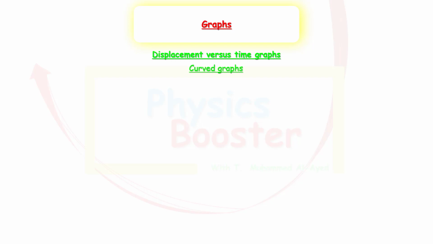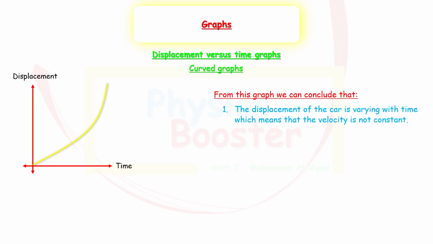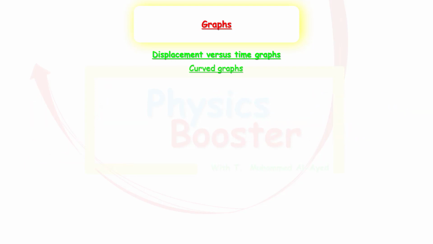Now, let's look at the third type of graphs, which is the non-linear graph, okay? In other words, it is the curved graph. From this graph, the displacement of the object or the car is varying with time. That means that the displacement is changing. The amount of displacement moved in a certain amount of time is changing each time. This means that the velocity is not constant. The velocity is changing. And since the velocity is changing, this means that the acceleration here is not zero, because change in velocity means that there's acceleration. If we have constant velocity, that means we have zero acceleration, okay?